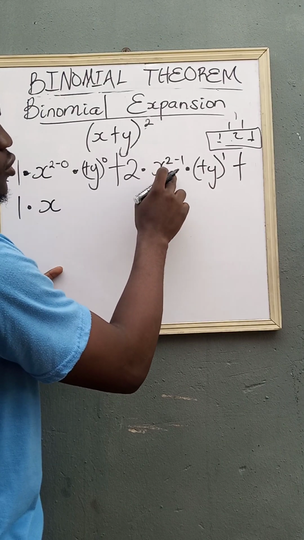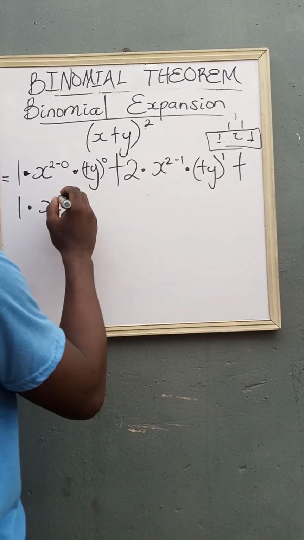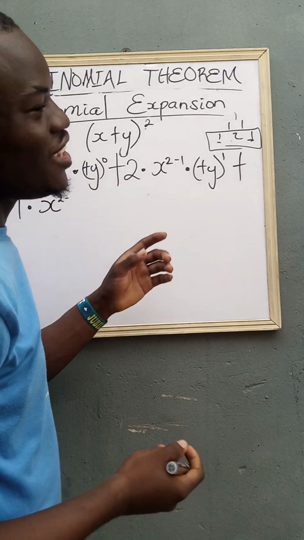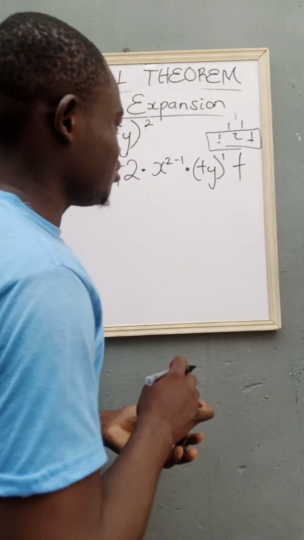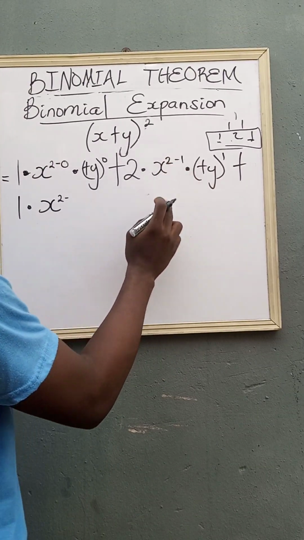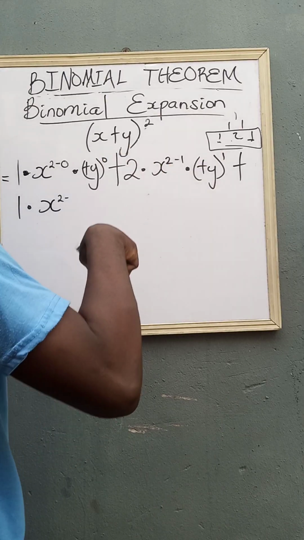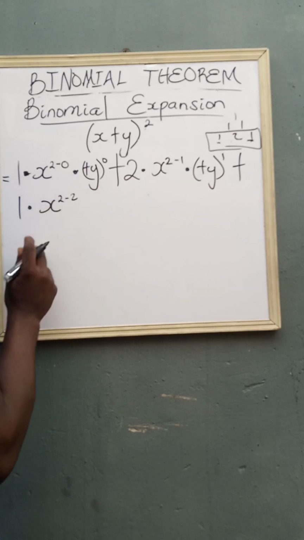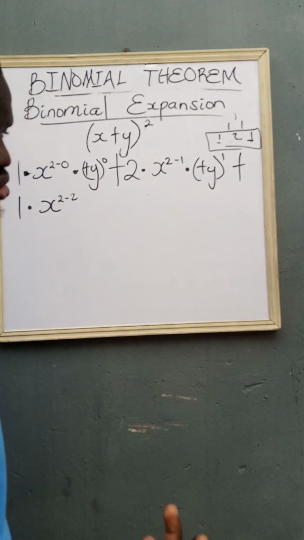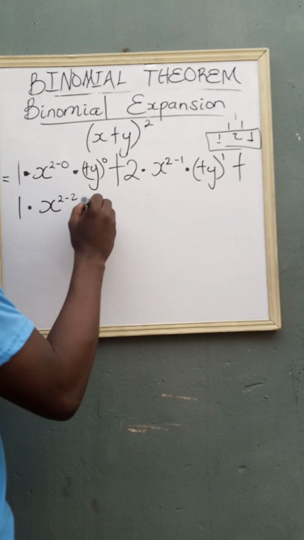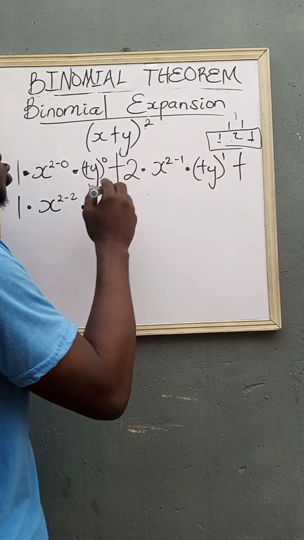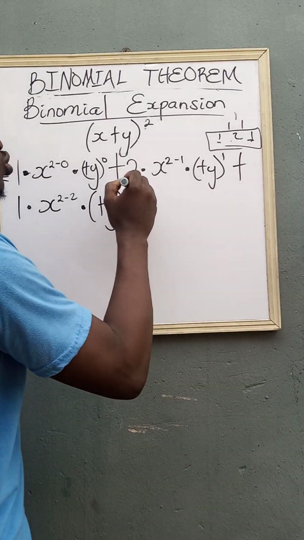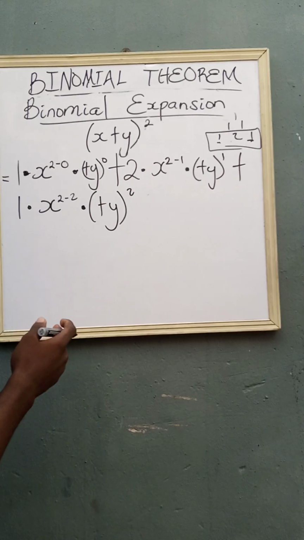Our first term is reducing by 1, so this is 2 minus 2. 2 minus 1 is 1, so 1 minus 1 will still give us 1, right? But let's just write it because of concept. That's 2 minus 2. Did you get that? Yes. Then multiply by our second term, which is plus y, increasing by 1. This one becomes 2, right?